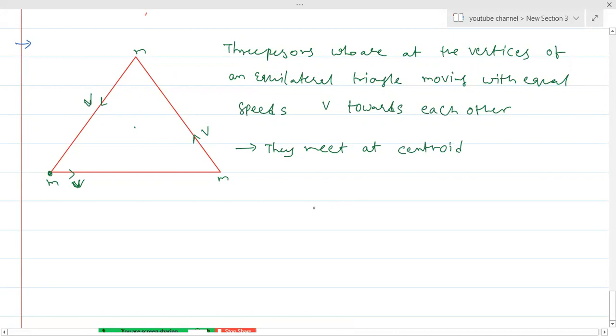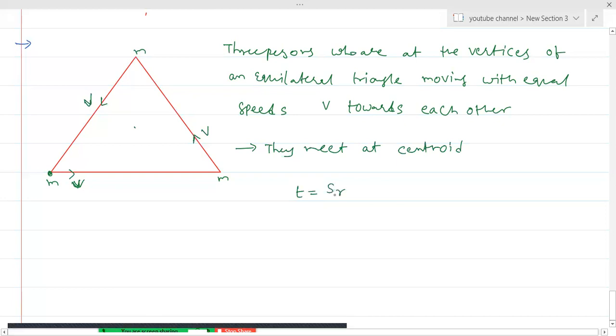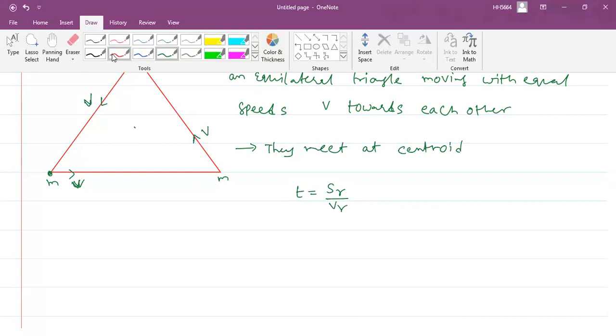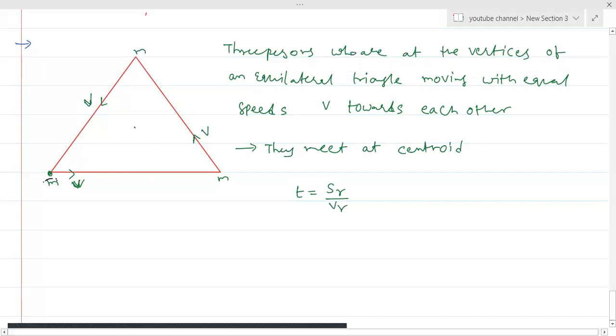To calculate the time of meeting, we have an easy way. Generally we will take time as relative separation by relative velocity. That means the 3 persons are meeting, which means we think that these 2 persons are also meeting.